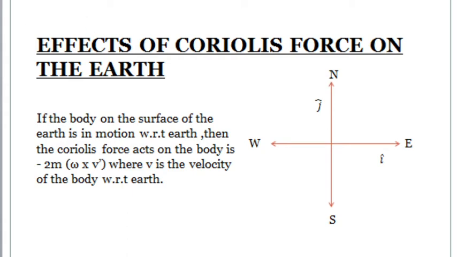In this figure, you can see N denotes the north direction and S denotes south direction, E is east and W is west. And I cap is a unit vector along east direction and J cap is a unit vector along north direction. If the body on the surface of Earth is in motion with respect to Earth, then the Coriolis force acting on the body is minus 2m omega cross V, where V is the velocity of the body with respect to Earth. This is a general expression for Coriolis force, that is minus 2m omega cross V.